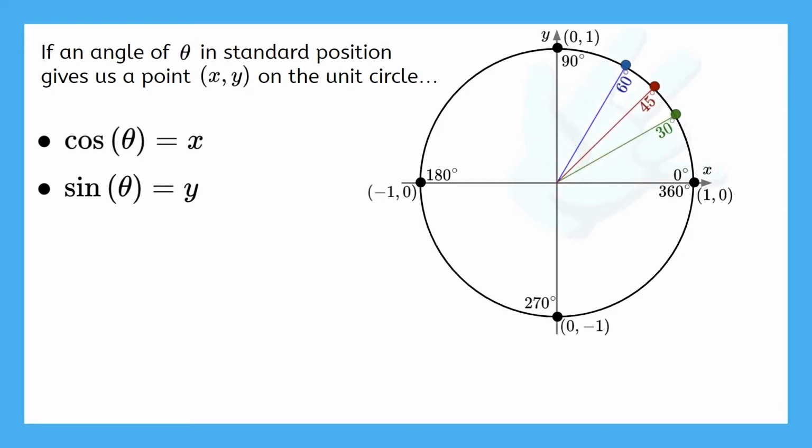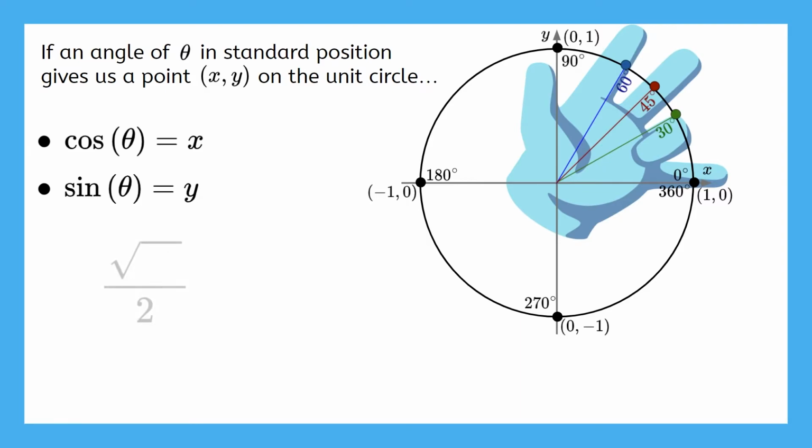The 30, 45, and 60 degree angles line up with the fingers we use for the left-hand technique. Take a look at the 30 degree angle and remember the general form of square root of something over 2. There are 3 fingers above the folded ring finger, and the number of fingers above corresponds to cosine, which corresponds to x. So the first coordinate at the 30-degree point is the square root of 3 over 2.